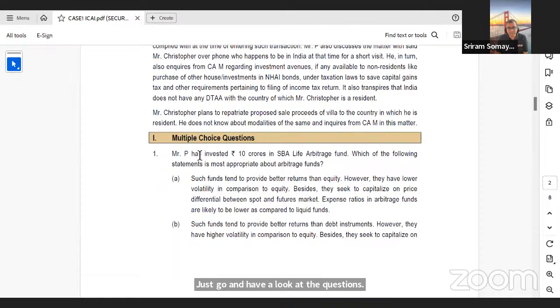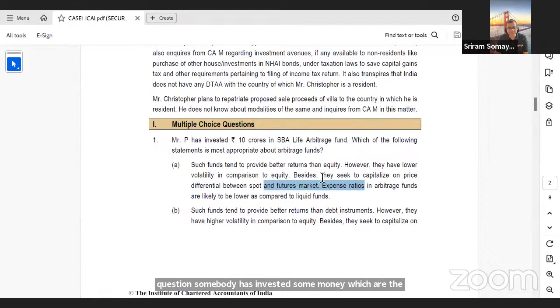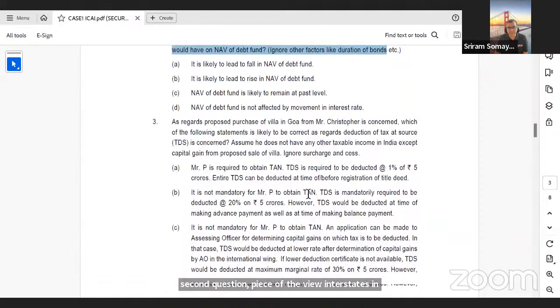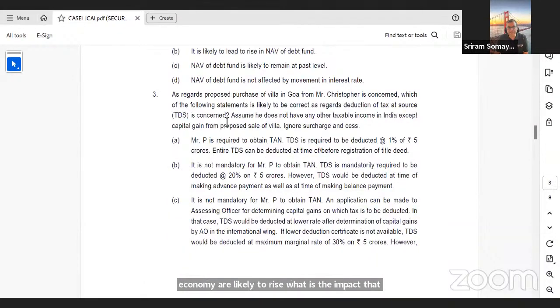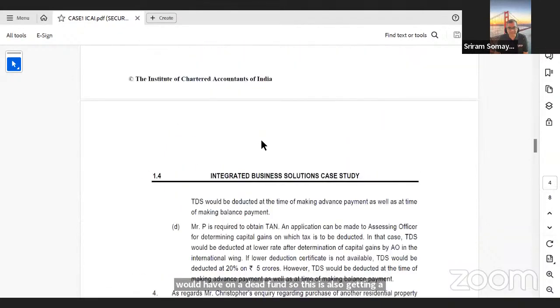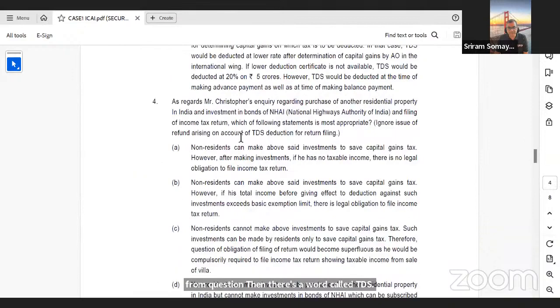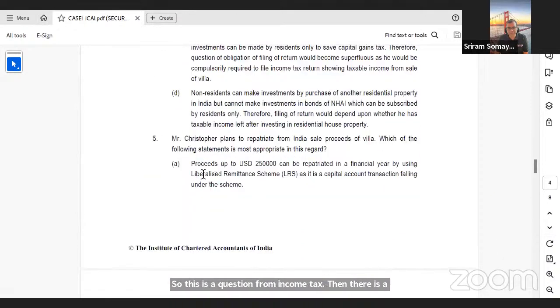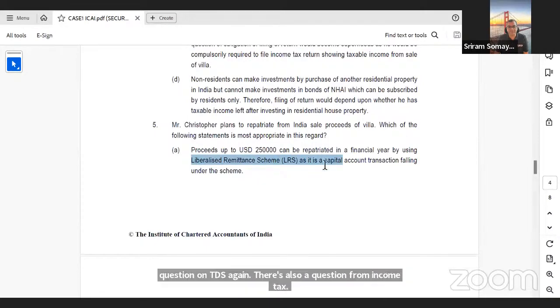So the first question, somebody has invested some money. Which of the following is most appropriate about arbitrage funds? Right. So now this looks like a question from AFM. Second question, P is of the view interest rates in economy are likely to rise. What is the impact that would have on a debt fund? So this is also again an AFM question. Then there's a word called TDS. So this is a question from income tax. Then there is a question on TDS again. This is also a question from income tax. Now moving to fifth one, liberalized remittance scheme, very clearly FEMA. Right.